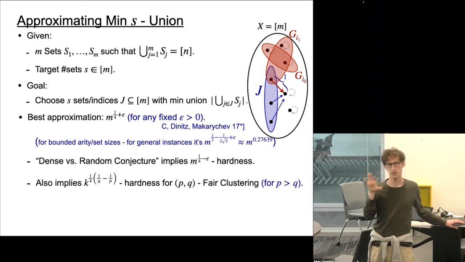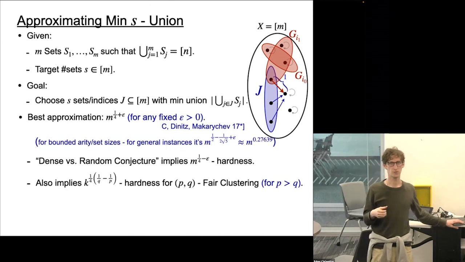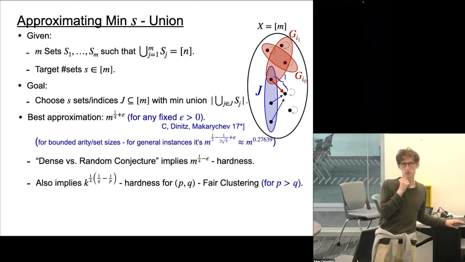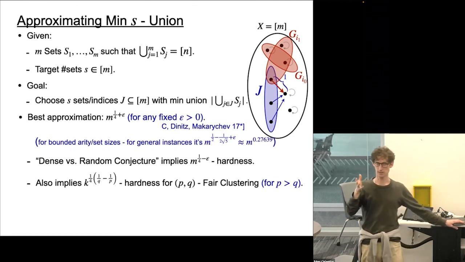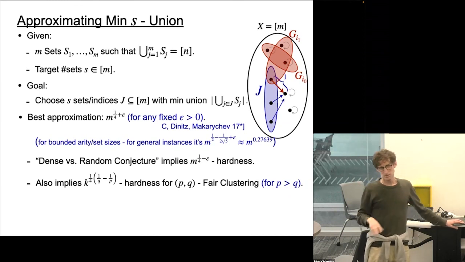And if you take these same instances from this conjecture and apply them to PQ fair clustering, then you get this lower bound, which is K, the target number of clusters, to some constant times 1 over Q minus 1 over P. So you're not going to do much better than that unless there's something very surprising you can do in these densest K subgraph like problems.